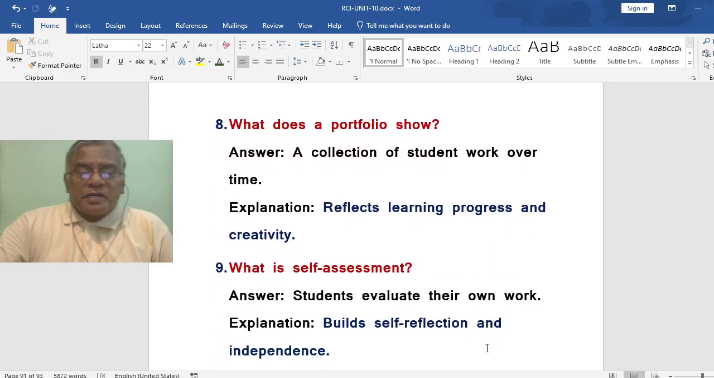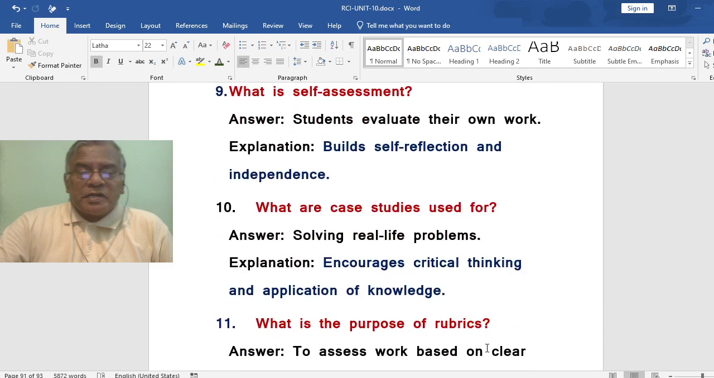What does a portfolio show? A portfolio in evaluation shows a collection of student work over a period of time. It reflects learning progress and creativity, either for 1 year or for 2 years, especially for the B.Ed students. What is self-assessment? Students evaluate their own work. It builds self-reflection and independence.